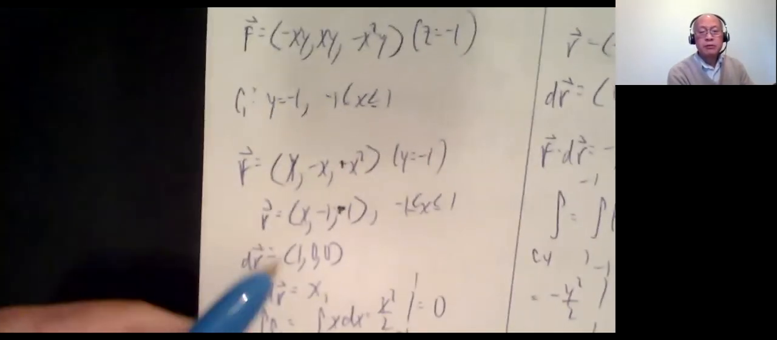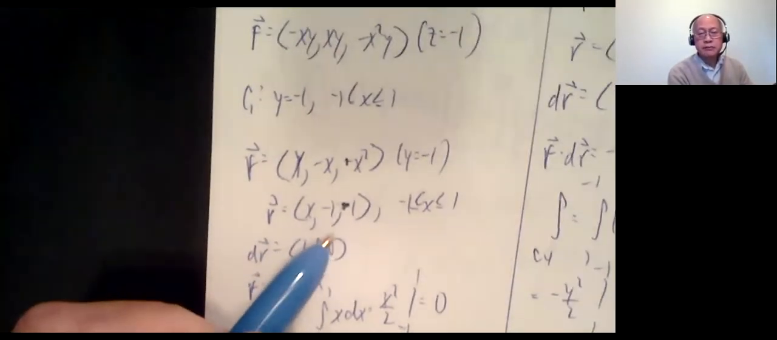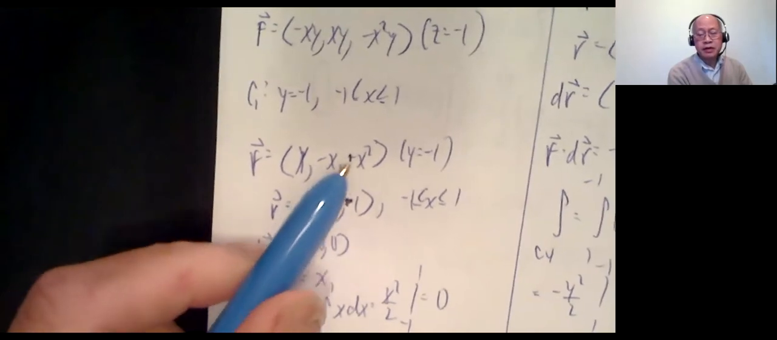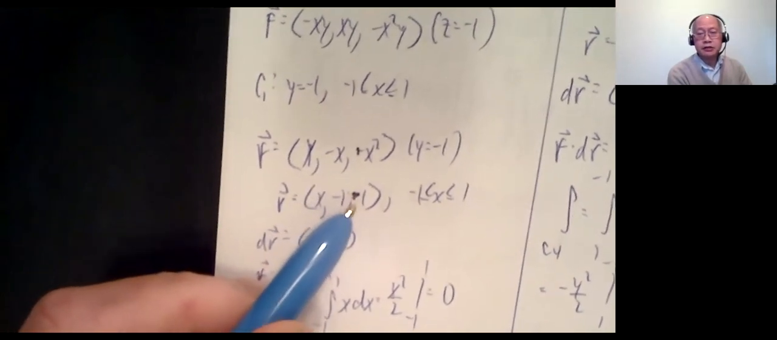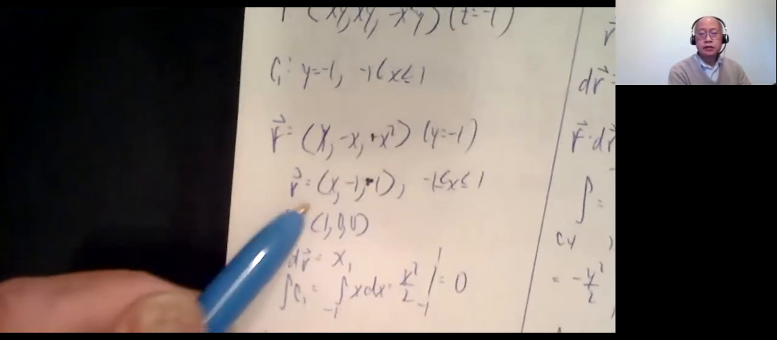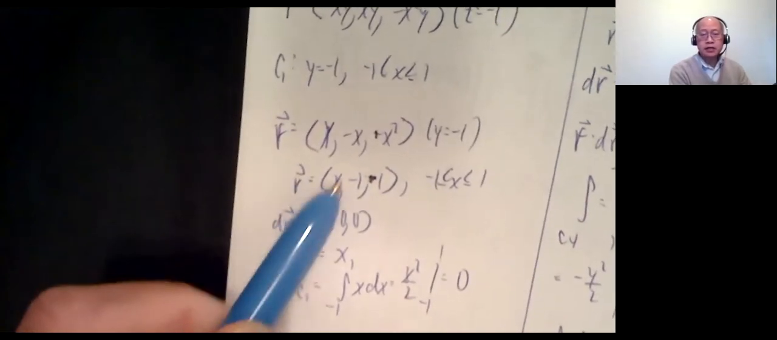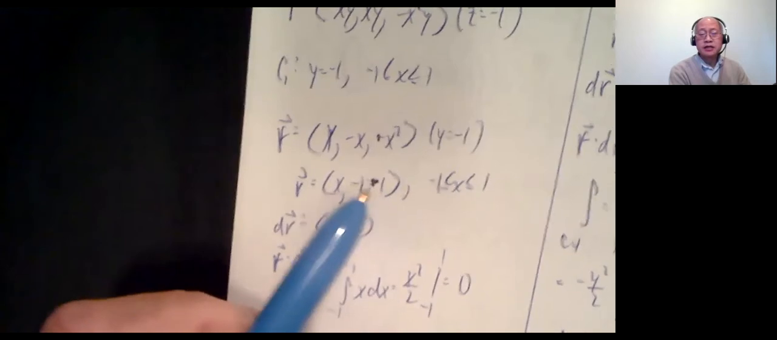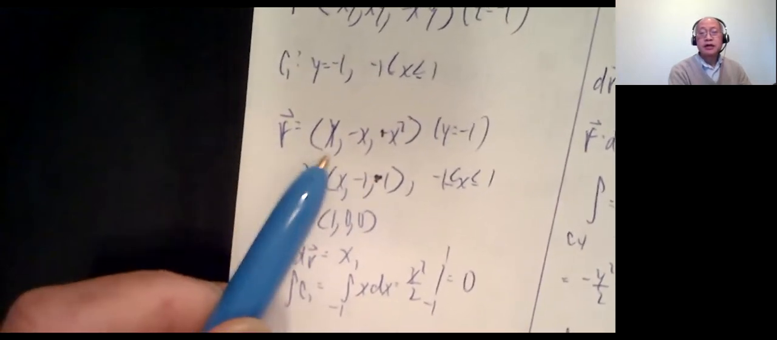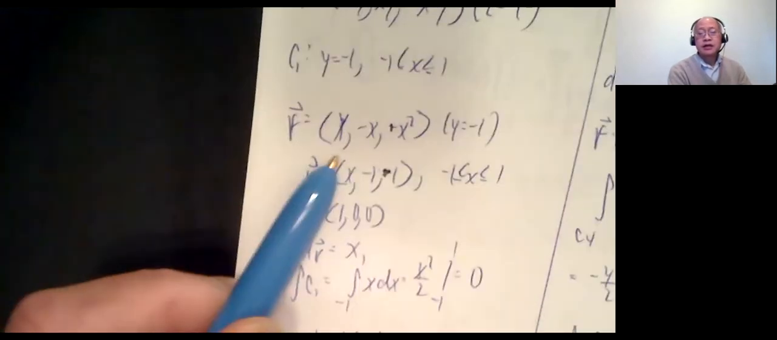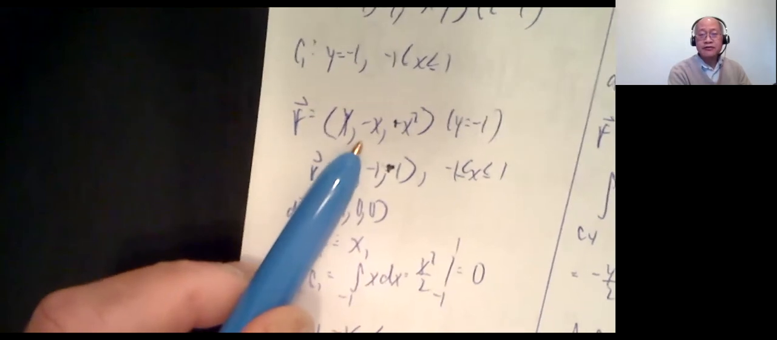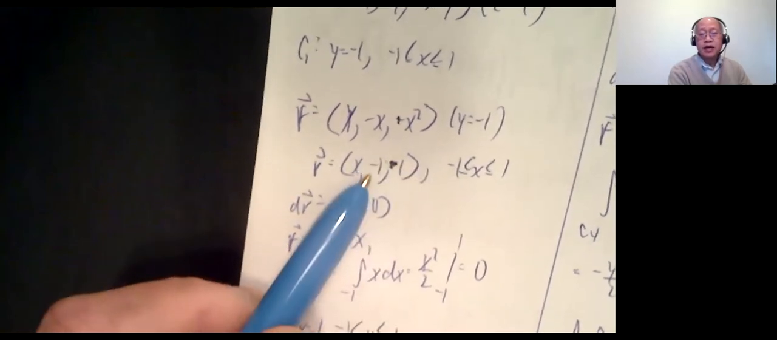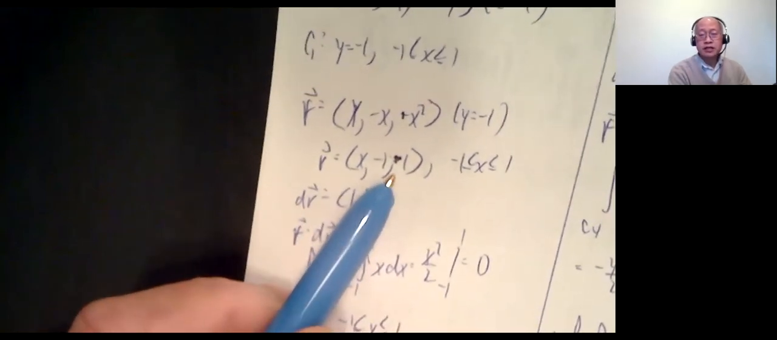I'm sorry, that should still be -1. Position vector. Okay, position vector is X, Y, Z. I messed up here and I messed up here, but it actually doesn't matter, as you'll see in a second. Okay, so the position vector is X, Y, Z. X is X, Y is -1, and Z is -1.